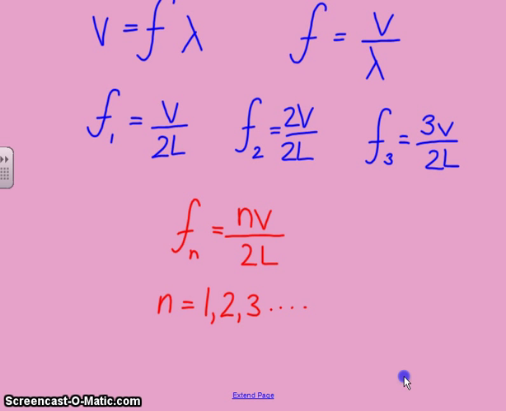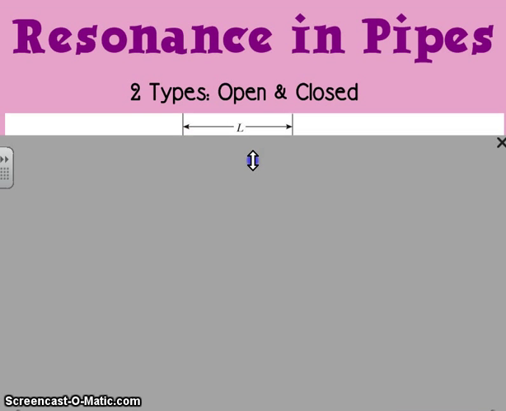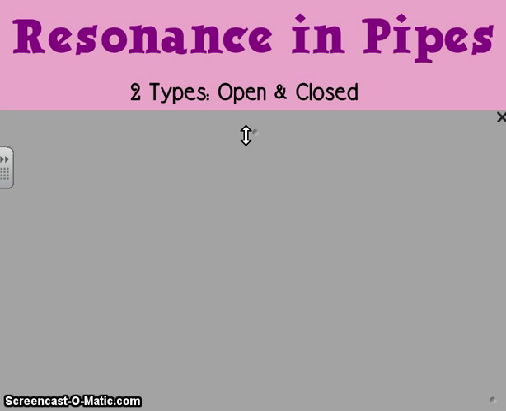We also have harmonics in pipes. So when we have resonance in pipes, there are two types of pipes that we'll talk about. They're called open and closed. The thing that makes them different is that an open pipe has two open ends, and a closed pipe only has one open end. The other end is closed off. We'll look at the open pipes first.